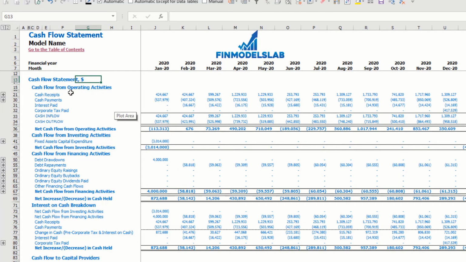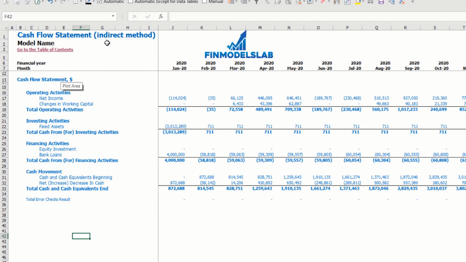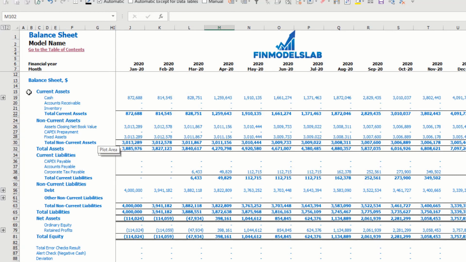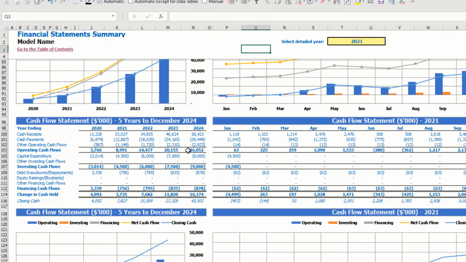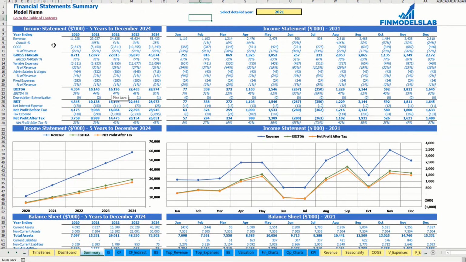On the cash flow statement, you may see your cash flow broken down by cash flow from operating activities, cash flow from investing activities, and cash flow from financing activities. The same information you may see on the cash flow statement in indirect method, operating, investing, and financing activities, but in a more collapsed form. Just easier to see the information here. And the balance sheet will show you the breakdown of your current assets, non-current assets, current liabilities, non-current liabilities, and equity by its subcategories.